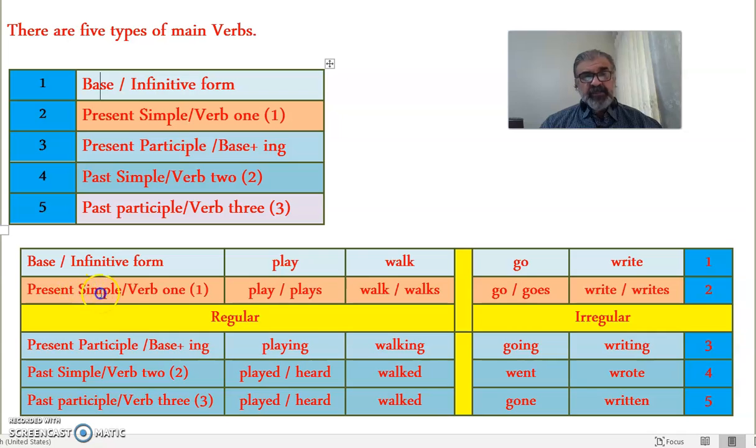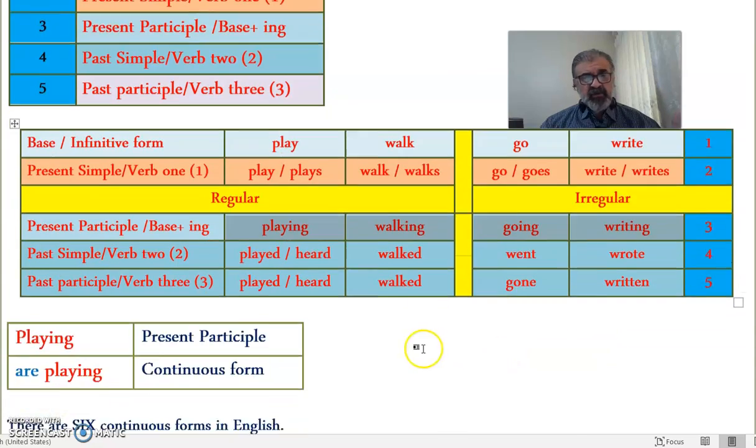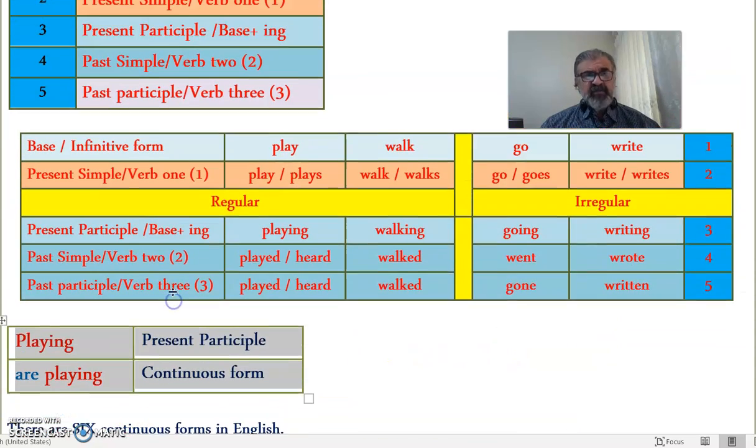Now, as for the present simple, it's a verb that ends with an S or ES or without any S or ES, and this depends on what we discussed earlier in our previous tutorial about the subject-verb agreement, whether the subject is singular or plural. Now, as for the present participle, which is called the base ing, in this case playing, okay, this is not the continuous form. We're going to discuss it in a minute.